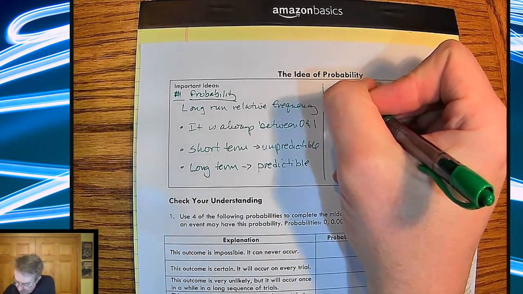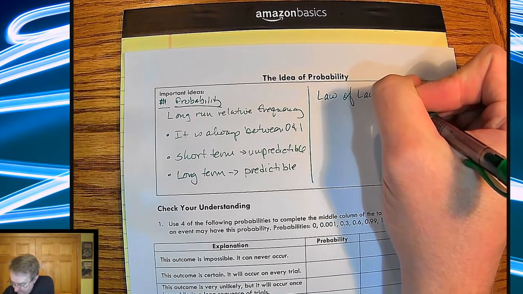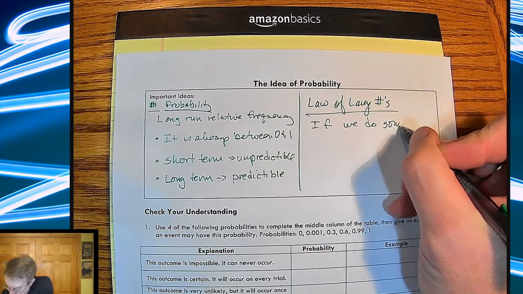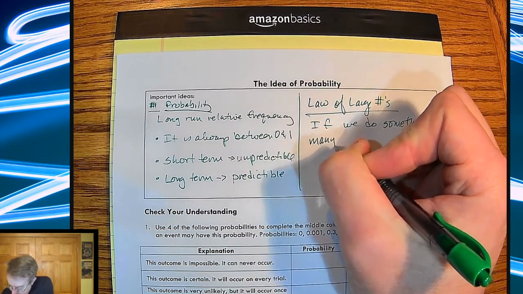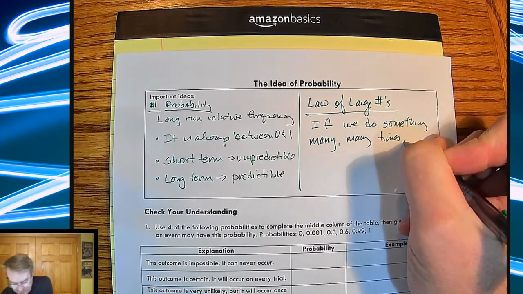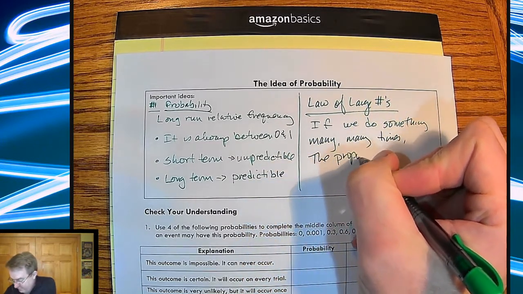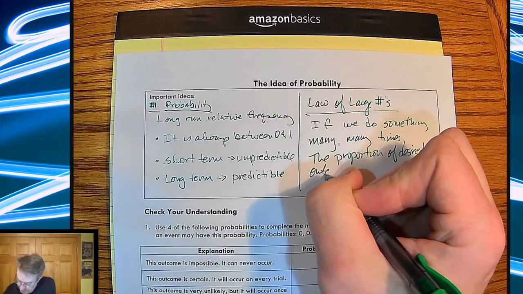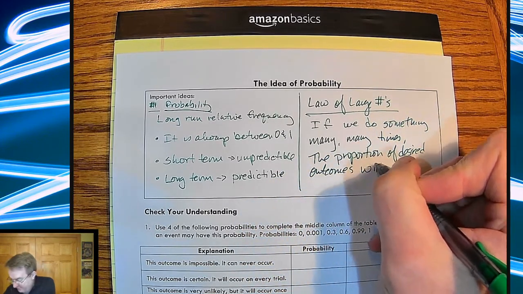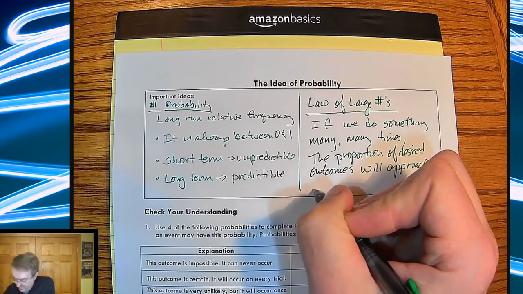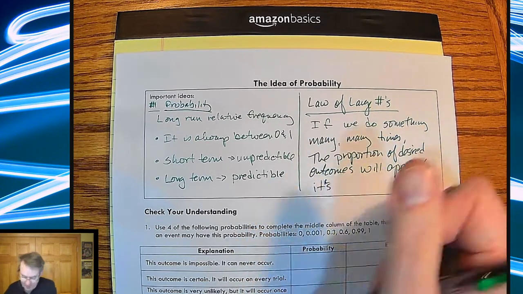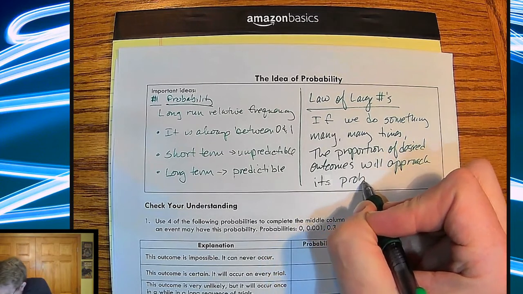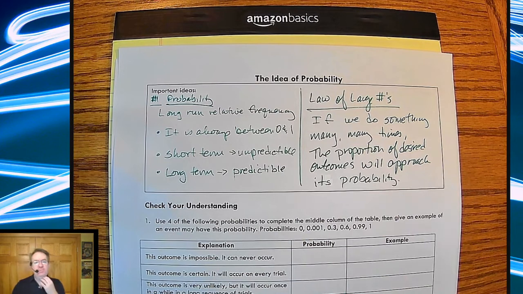And then there's the law of large numbers. If we do something many, many times, the proportion of desired outcomes, desired again is what you're looking for, not necessarily what's good, will approach its probability. The longer you do something, the more likely you're seeing what's actually going on.